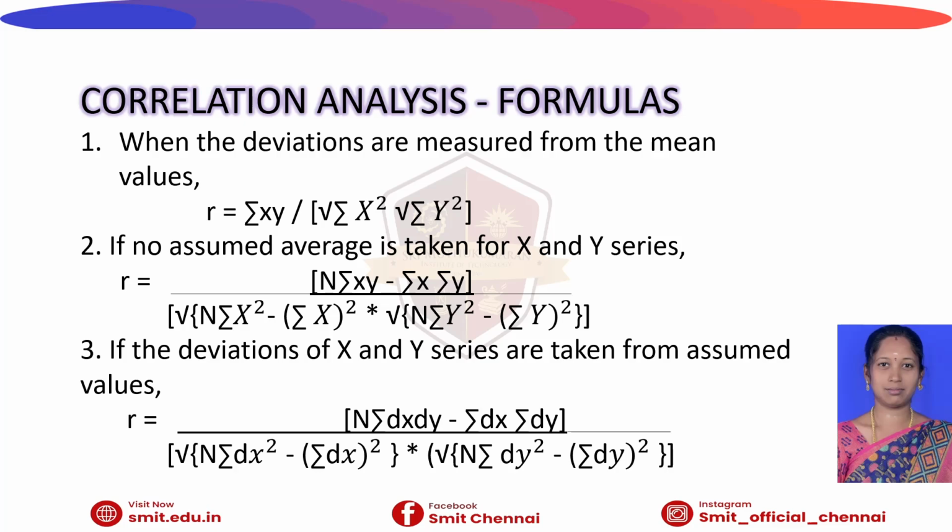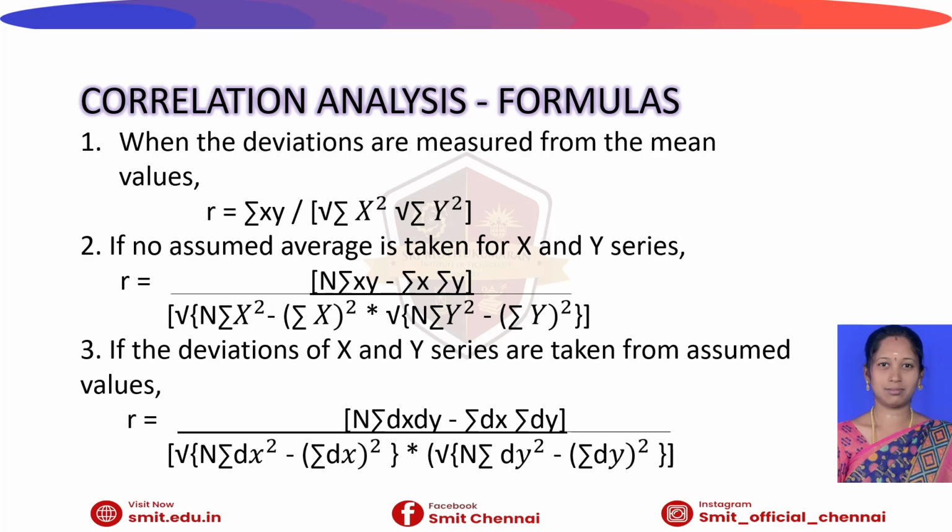Correlation analysis formula. These are the important formulas of correlation. When the deviations are measured from the mean value, r is equal to summation of xy divided by square root of summation of x squared times summation of y squared. Second, if no assumed average is taken for the x and y series, r is equal to n summation xy minus summation x summation y, divided by square root of n summation x squared minus the whole square of summation x, into square root of n summation y squared minus the whole square of summation y.